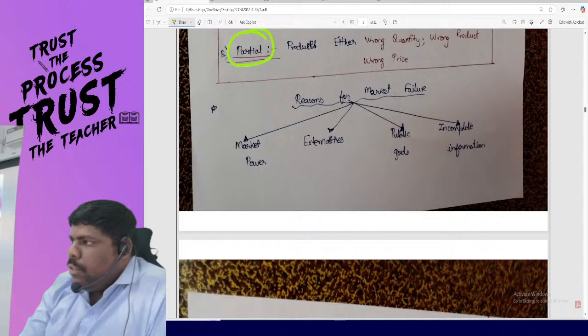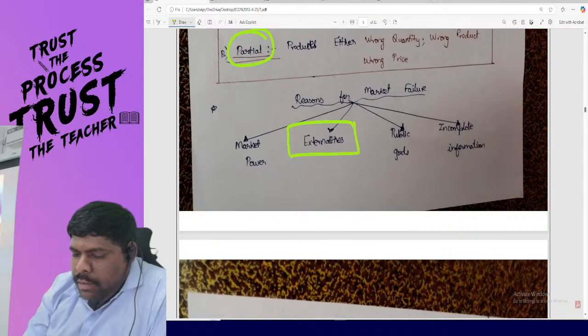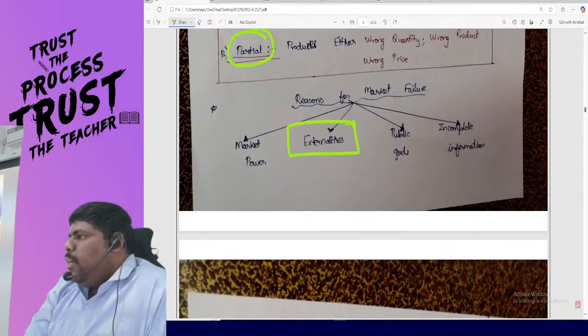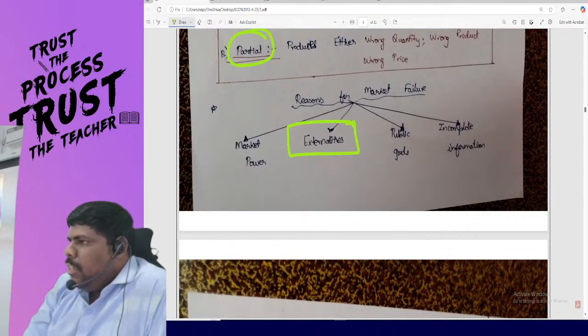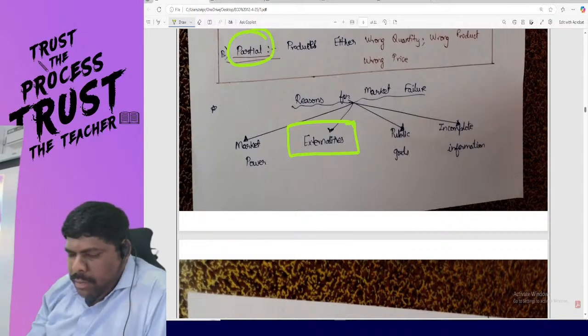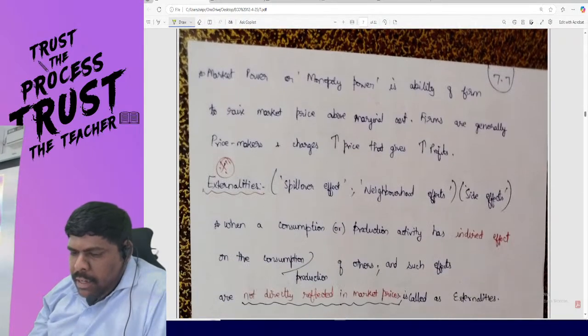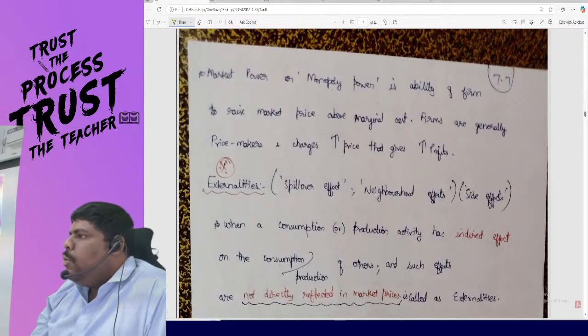Here there will be four headings: market power, externality, public goods and incomplete information. The most tested area is this one. Of the last two terms, definitely one or two questions, and maximum you will get some four questions only under this topic alone. Now listen, market power is otherwise called monopoly power.